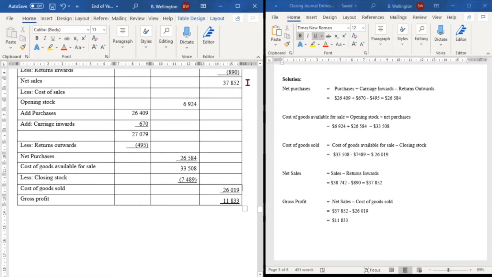Now when we take our cost of goods sold from our net sales, we end up with gross profit of $11,833. Okay, just like our calculation showed us.